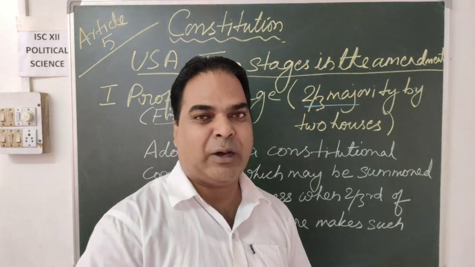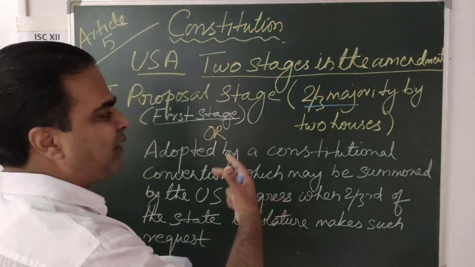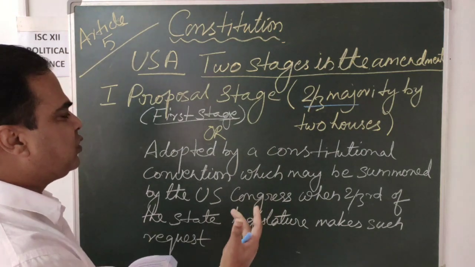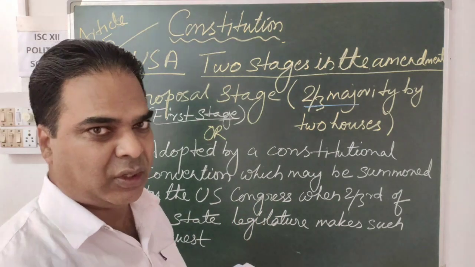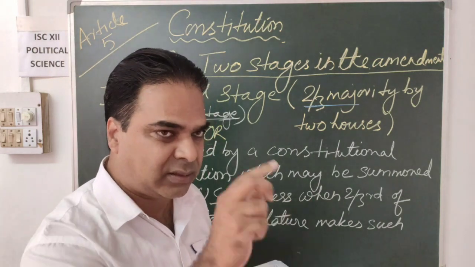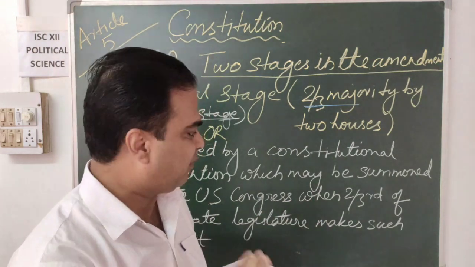Okay, that means each house is voting separately. So if that is clear, if a two-third majority of both the houses clears the proposal stage, then it goes to the second stage, that is the ratification stage. That second stage I'll discuss after completing this.